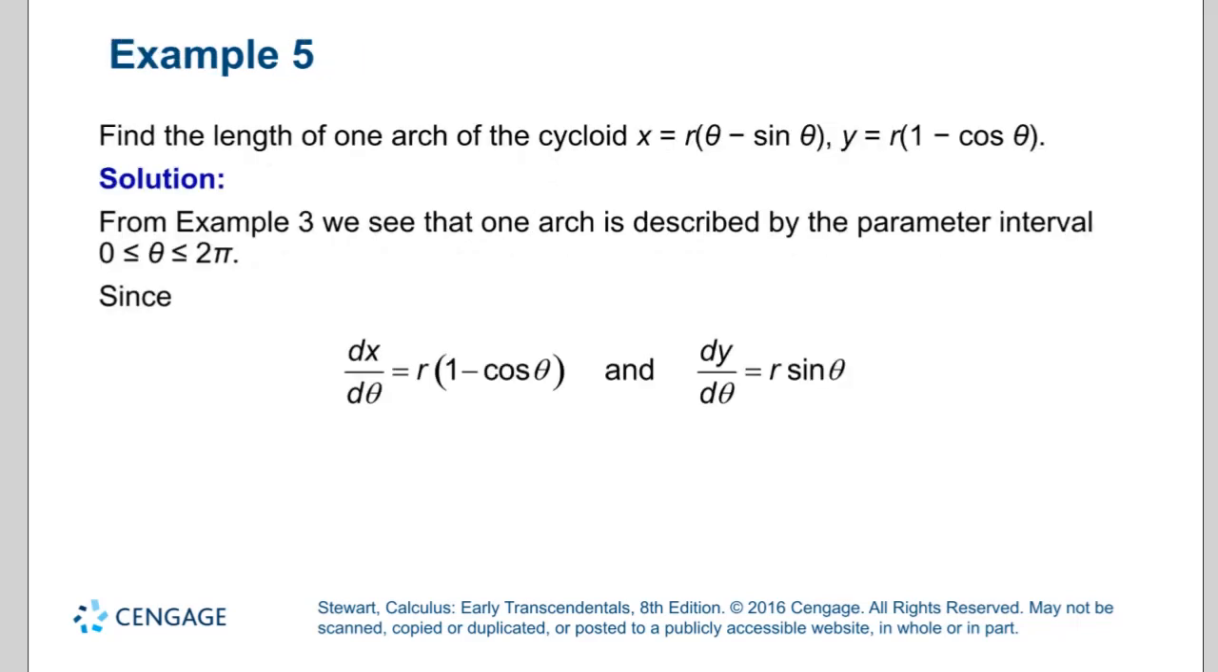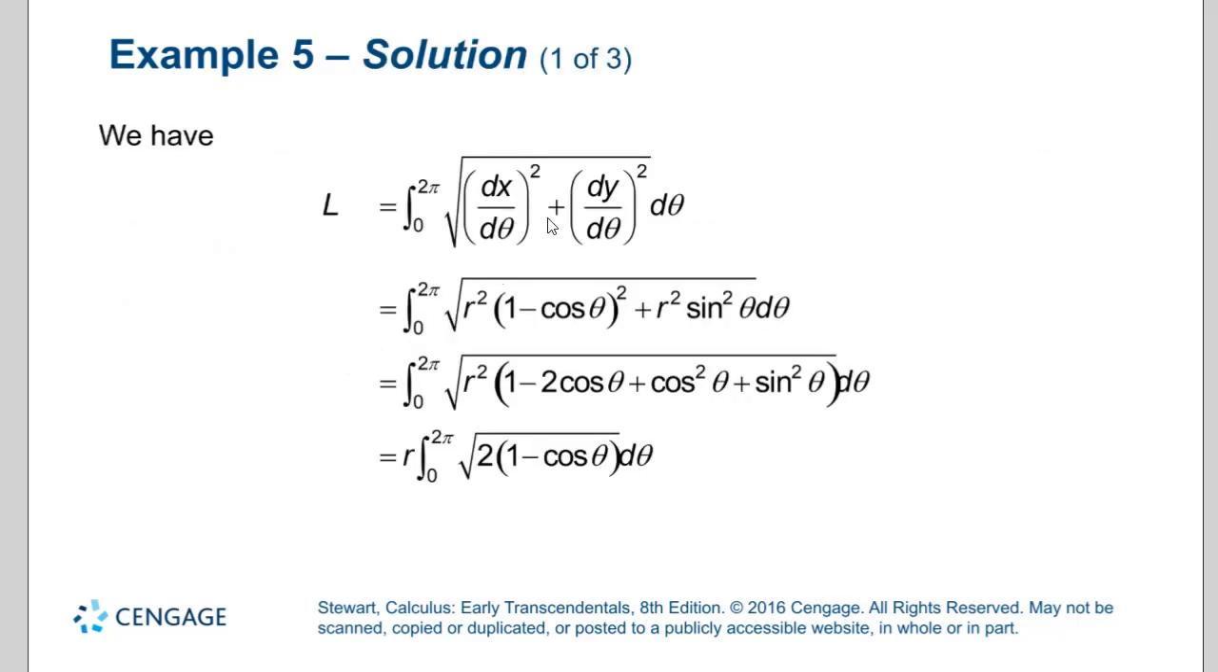So let's find the arc length of one cycloid. Remember my x and my y. We have to find the derivatives. The derivative of x is the radius times 1 minus cosine theta, and the derivative of y is r sine theta. We plug those into the formula, and we get the square root of r squared times (1 minus cosine theta) squared plus r squared sine squared theta, d theta.